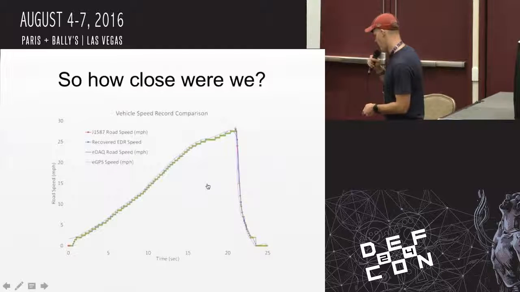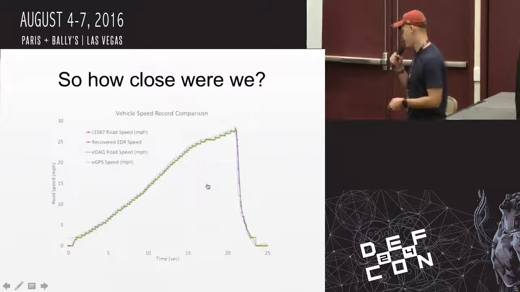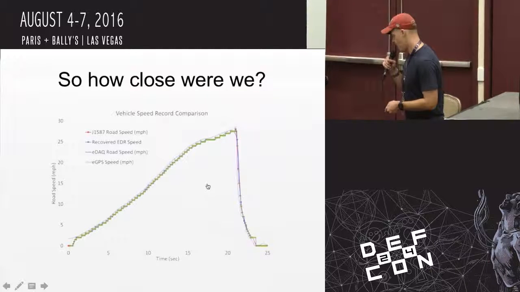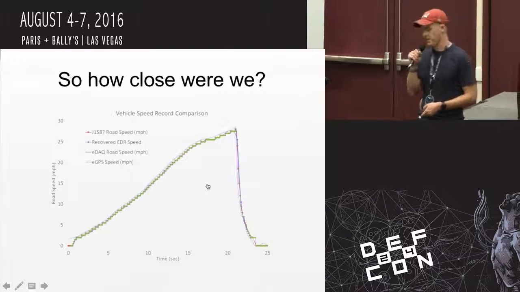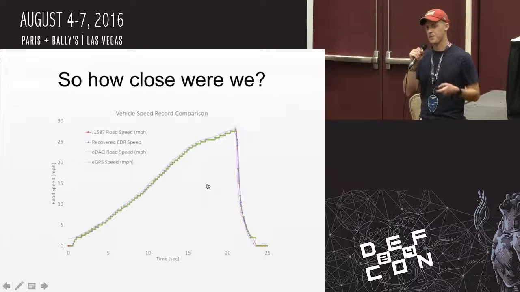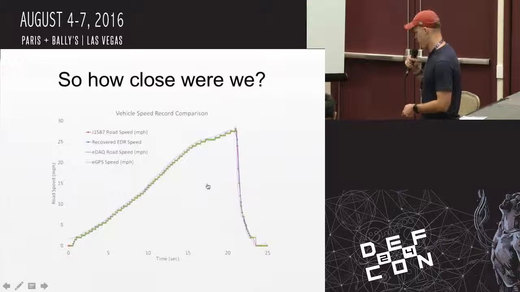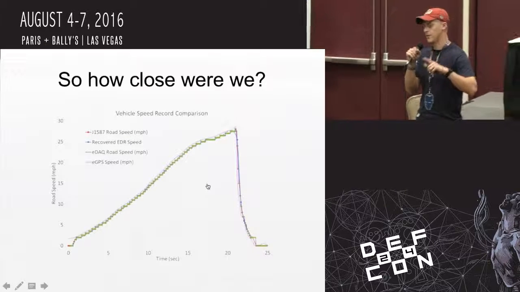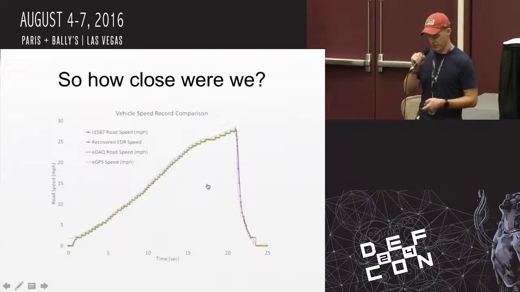As you can see, we've plotted on the same axes the actual road speed. We logged it as it was transmitted across the bus live, along with the recovered EDR speed, and then we also recorded GPS road speed, and actually using a few different methods, we logged speed. And as you can see, it's basically dead on for all of them. And it tops off at 27.5 miles an hour. So the takeaway from that is that kind of destruction can easily happen at low speeds. Don't text and drive, please.